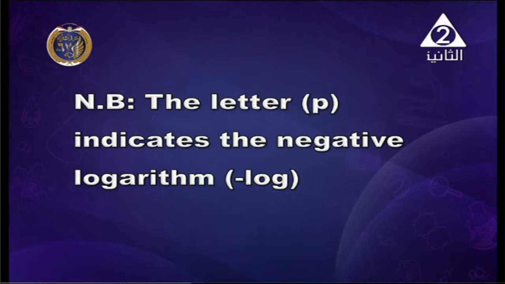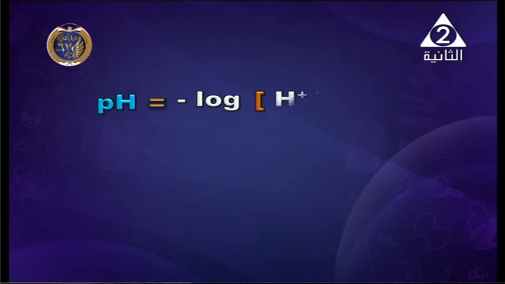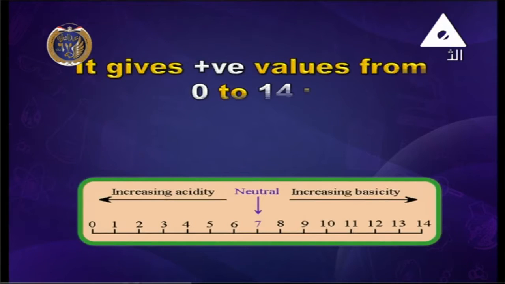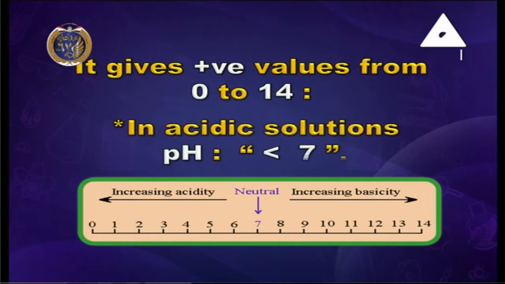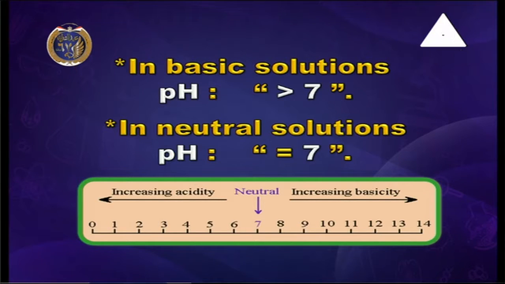My dear student, notice that the letter p indicates the negative logarithm or negative log. So, my dear student, pH equals negative log of hydrogen ion concentration, so equals negative log also of hydronium ion concentration. And it gives positive values from 0 to 14 as shown on the screen. So, in acidic solution pH is less than 7, and in basic solution pH is greater than 7, and in neutral solution pH equals 7.